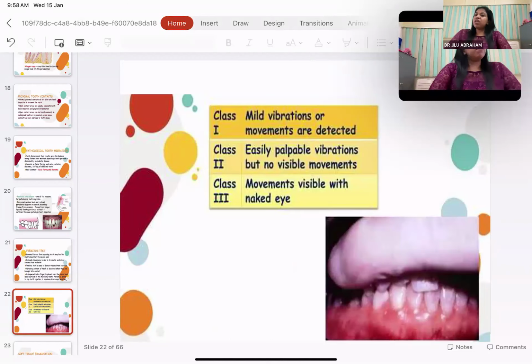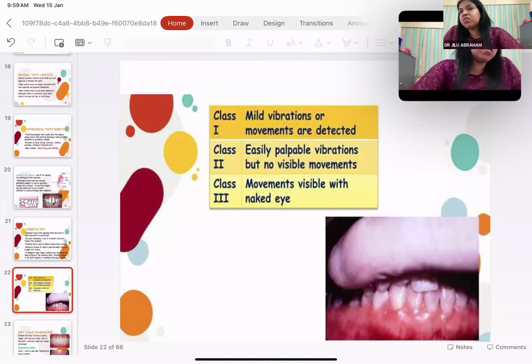So there are three classes. Class 1 is mild vibrations or movements we are detecting while tapping. Class 2 is easily palpable vibrations. And class 3 is movement that is visible with the naked eye. So in this way, we have to do the fremitus test and record the trauma from occlusion. And if there is trauma from occlusion, we have to record the grade of the trauma.